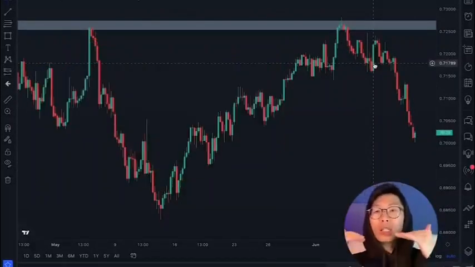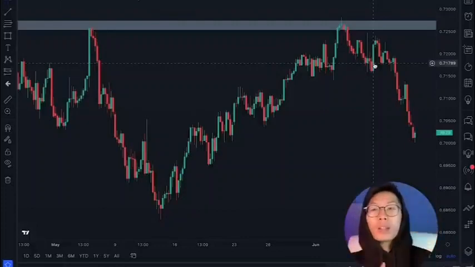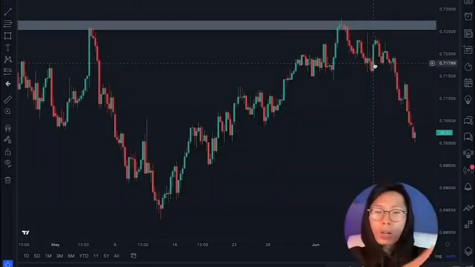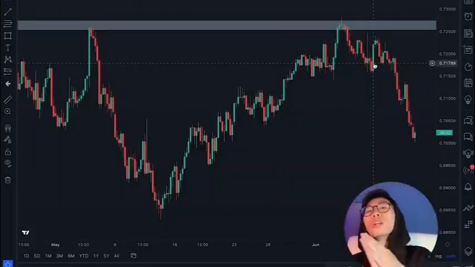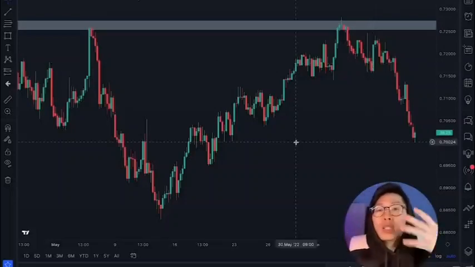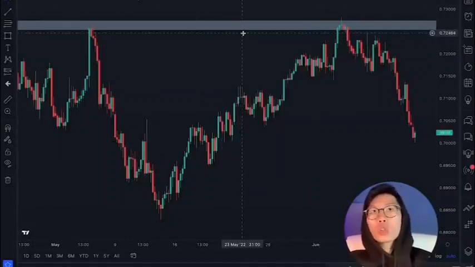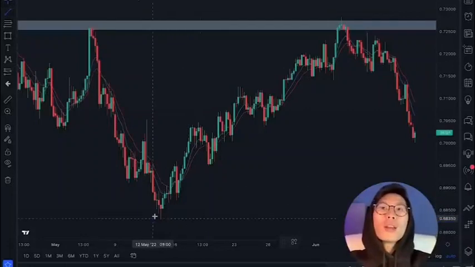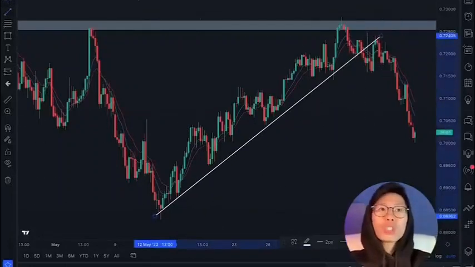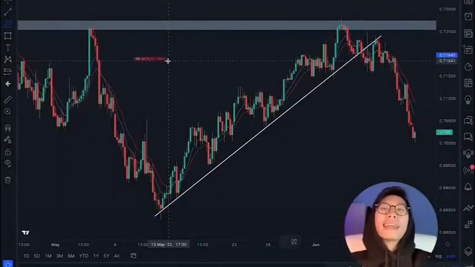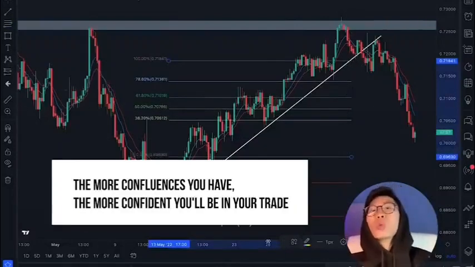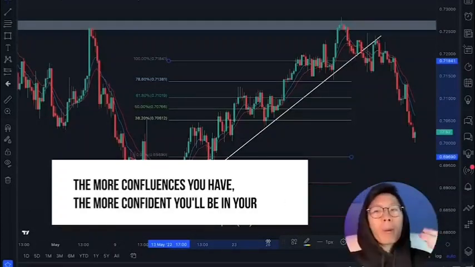You cannot just rely on candlestick patterns alone. You need to have other confirmations or confluences. So make sure you combine your candlesticks with other forms of technical analysis like key levels, or even moving average crossover, or trend lines, or Fibonacci. Basically use all the tools in your technical analysis arsenal to give you as much confirmation as possible for your trade, so that you have the confidence to hold the trade much longer.